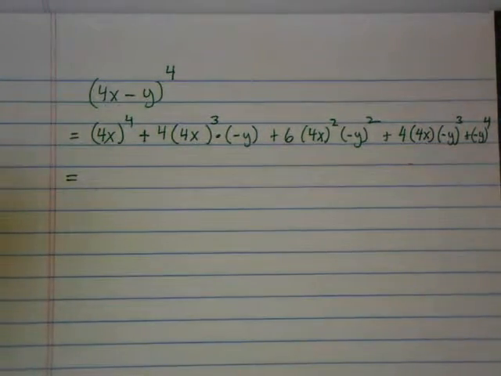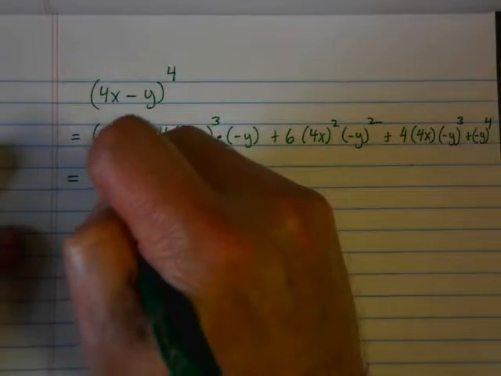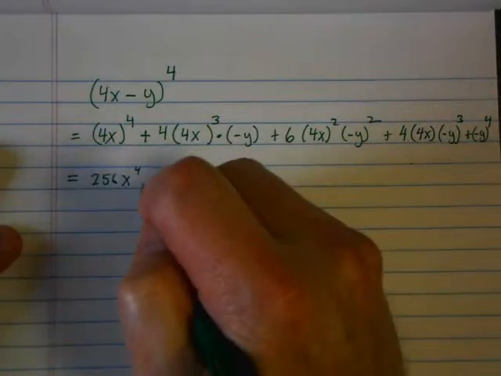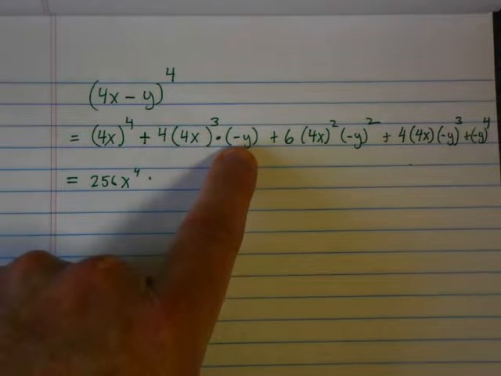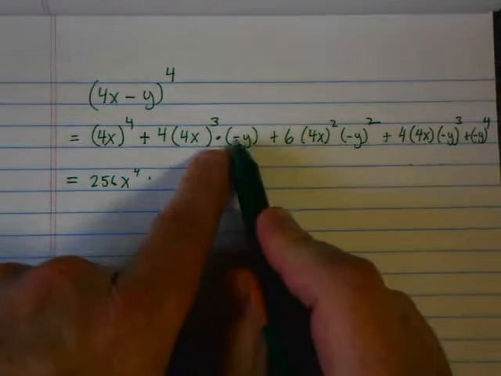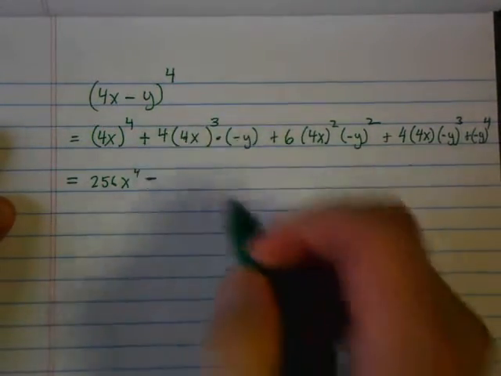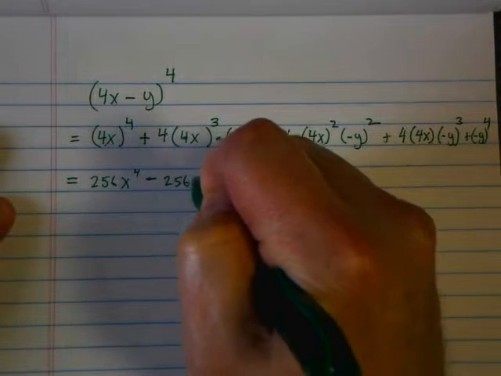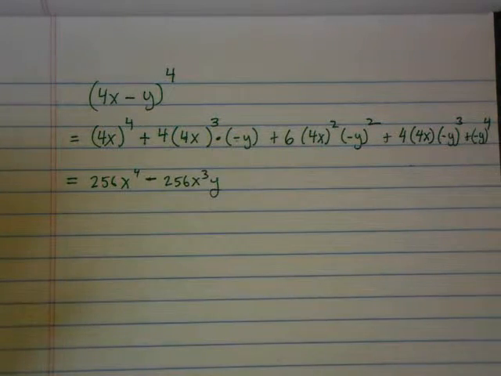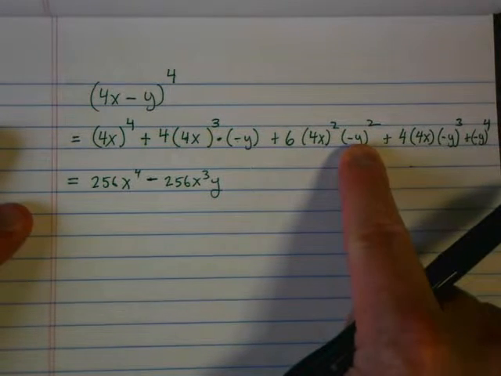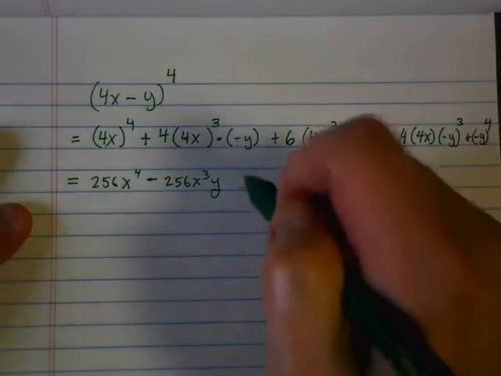All right, and then I grab my calculator and I do 4 to the 4th. I'm at 256. X to the 4th. And then the next one's going to be a minus, isn't it? Because I've got this minus here with this y, so the next one's going to be a minus. Then I'm going to have 4 cubed times 4, that sounds like 256 again. X cubed y. Is the next one going to be a minus or a plus? Plus. Why is the next one a plus? Because negative y squared, negative times negative is positive. So the next one would be a plus.